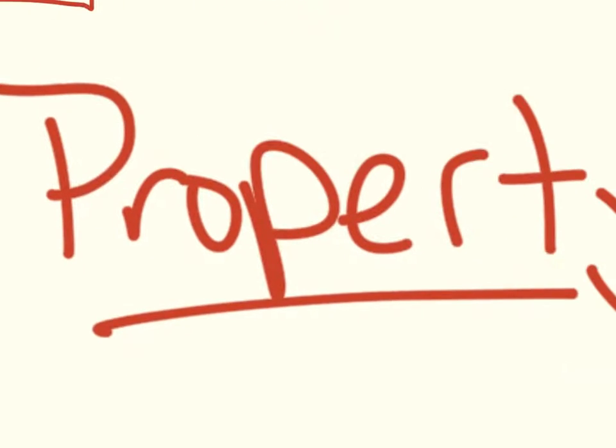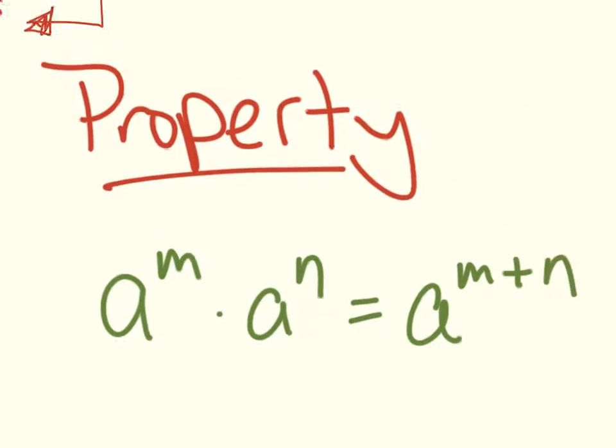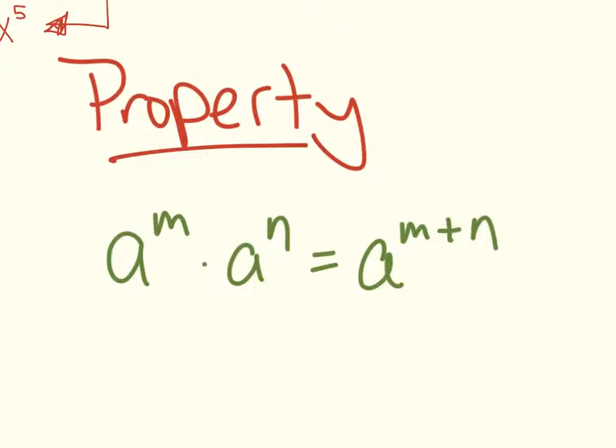leads us to a property of exponents that says when we have 2 powers being multiplied together, where the bases are the same, so the base is a in both of these. If the base is the same, we can just take the 2 exponents and add them together. So in words, this property is saying if we're multiplying 2 powers with the same base, add the exponents together.